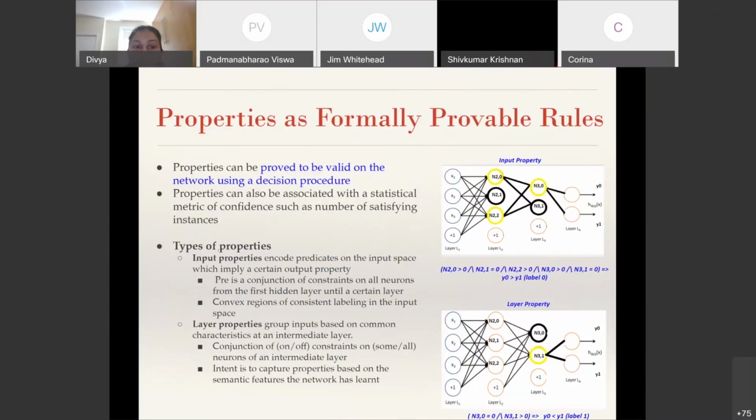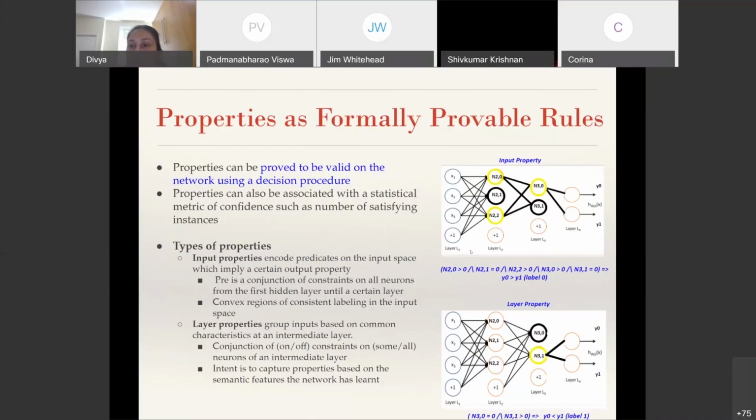So we basically extract two types of properties. One is an input property, which encodes predicates on the input space, which imply a certain output property. Here the precondition is a conjunction of constraints on all neurons starting from the first hidden layer until a certain intermediate layer or until the last layer.